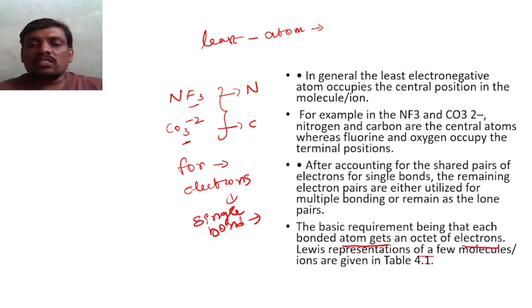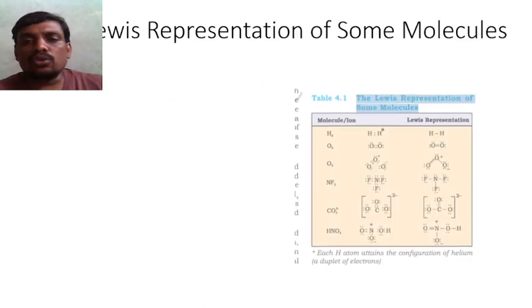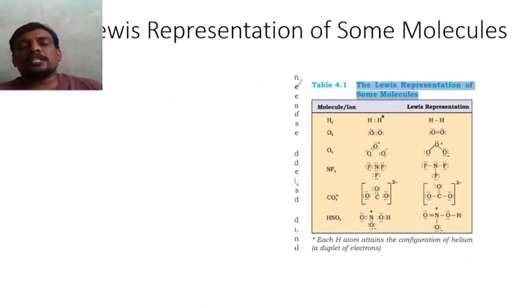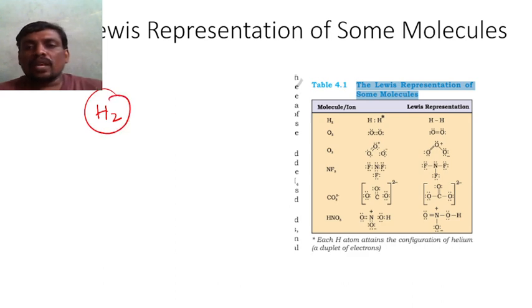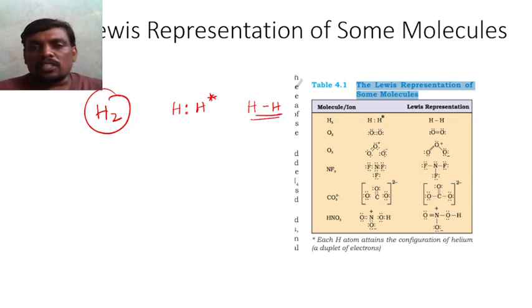Lewis representations of a few molecules and ions are given in table number 4. I will show you that table here: Lewis representation of some of the molecules. In the case of molecule H2, H with two dots is given here. What does that represent? Two valence electrons are present here, so single bond formation between them is the Lewis representation.